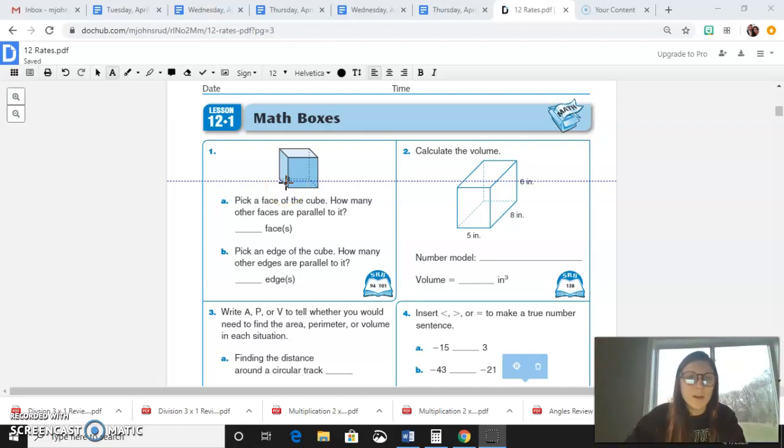Pick an edge of the cube. If you remember what an edge is, it's those lines that connect two different lines. If you have a line here, it connects to either this line or this line. So that's what makes it an edge. It says how many other edges are parallel to it. If I pick this edge right here, I would have this edge, this edge, and then this edge in the back parallel to it. So that would make 3. There would be 3 parallel edges to that edge that I picked.